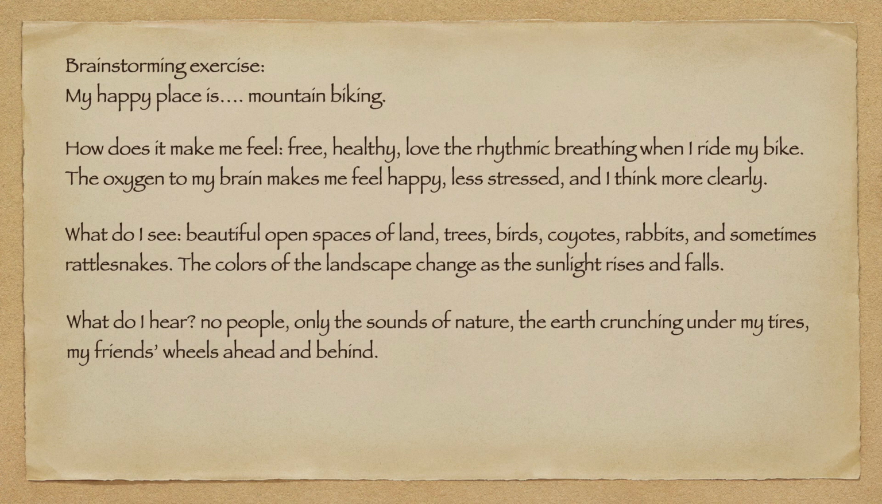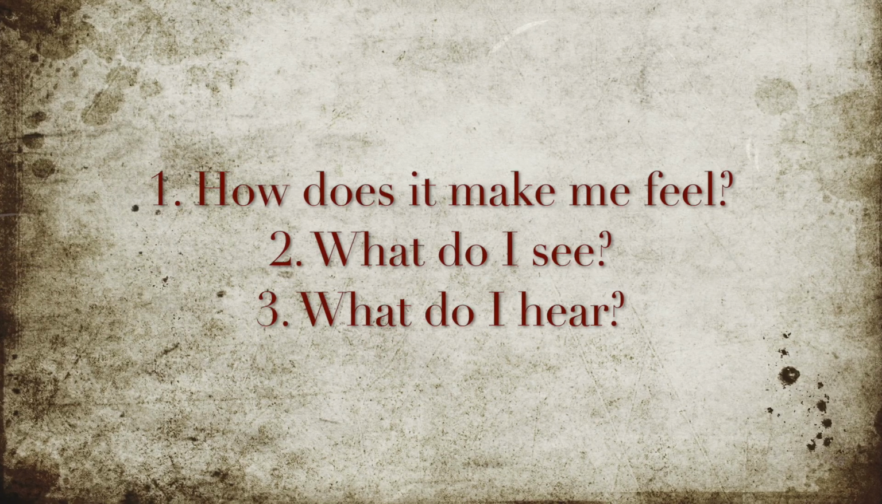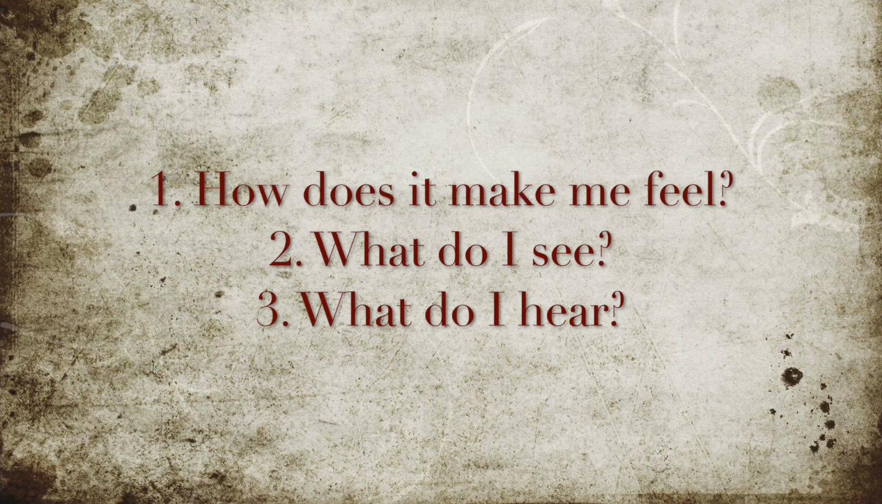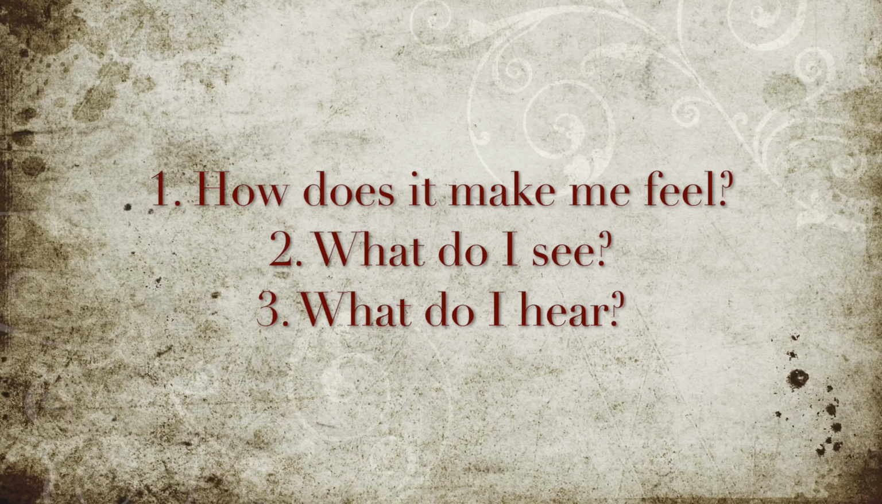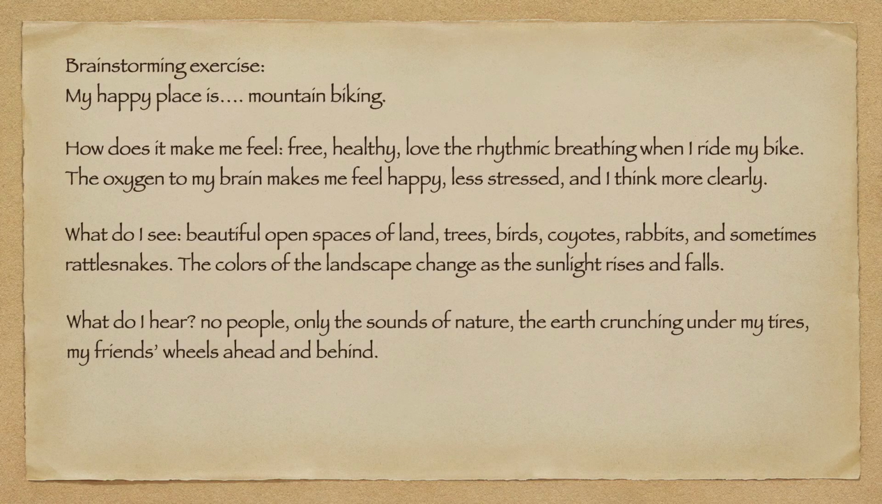After you figure out what your happy place is, you're going to write 3 questions. The first question, how does it make me feel? The second question, what do I see? And the third question, what do I hear? You're going to answer each one of those questions using free association writing. Now, free association writing means that you just write whatever comes to mind and you don't worry about grammar or spelling. It's just a free flow of ideas that you're writing down onto paper.